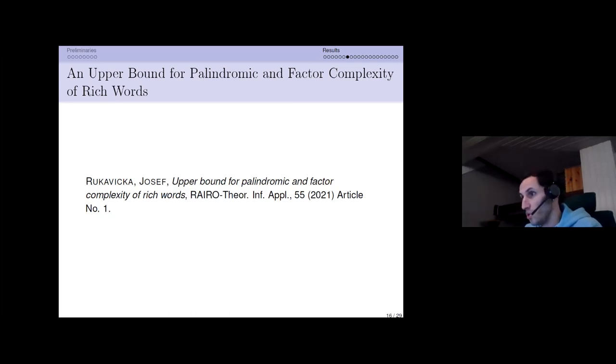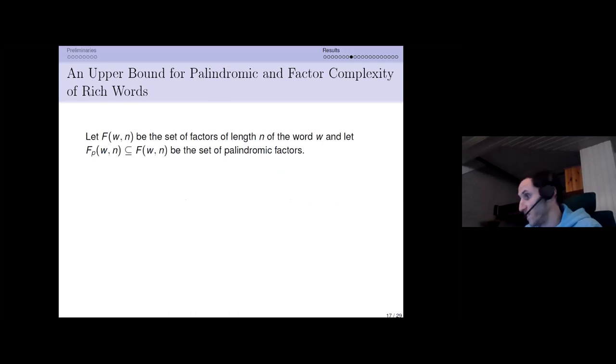and it concerned the upper bound for the palindromic and factor complexity of rich words. Let's say I define the set of factors of length n of the word w.